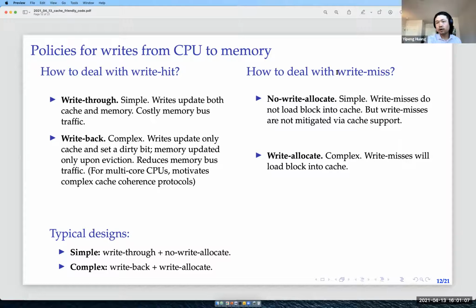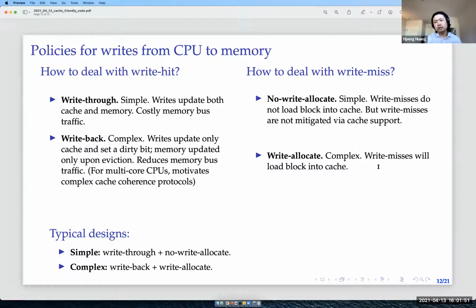Likewise, if you try to write from the CPU to the memory and it misses in the cache, so the cache does not contain that memory address, there's again a couple of policies that tell exactly what the behavior should be. The first policy, no write allocate, says that if you're trying to write from the CPU to the memory and it's not already in the cache, then forget it. Just go ahead and write to the memory and do not put the data into the cache.